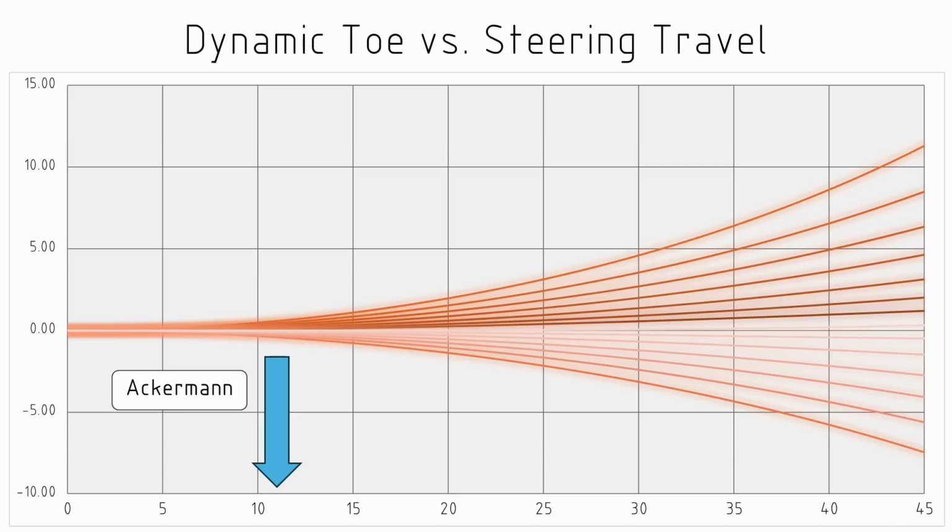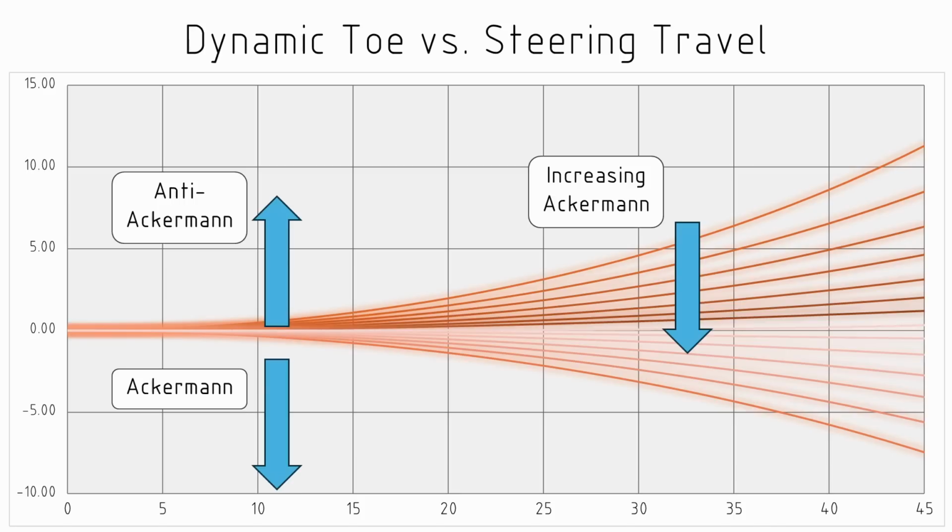I can have anti-Ackermann as well. So if I move the intersection point of those arms forwards of the front axle, then the inside wheel is actually going to turn less than the outside wheel. And we would call that anti-Ackermann. And again, if that intersection point is closer to the front axle, we have more dynamic toe. And as it moves away, we have less. In the case where we have the arms parallel to each other, then we would have parallel steer and we would have no dynamic toe.